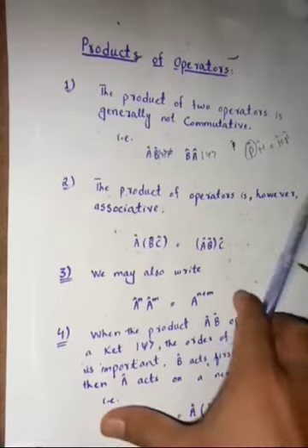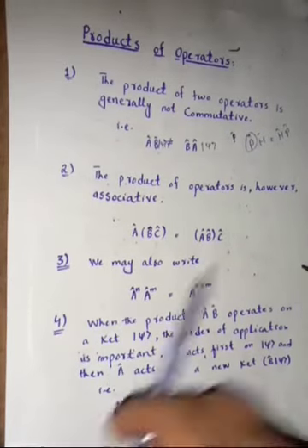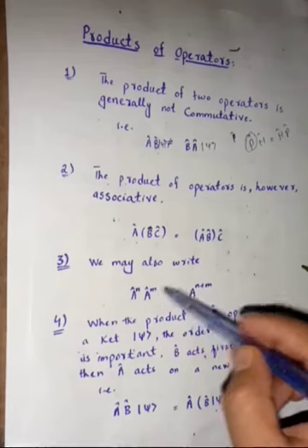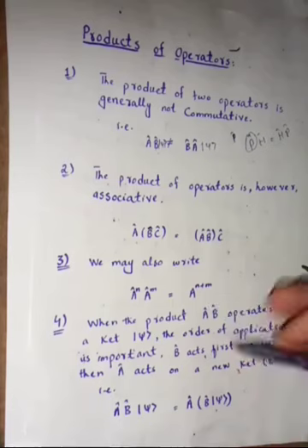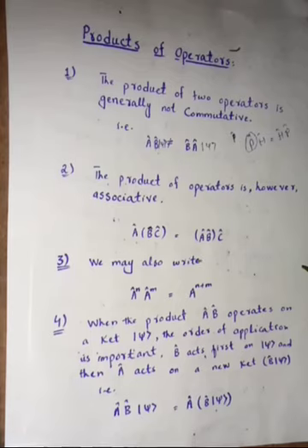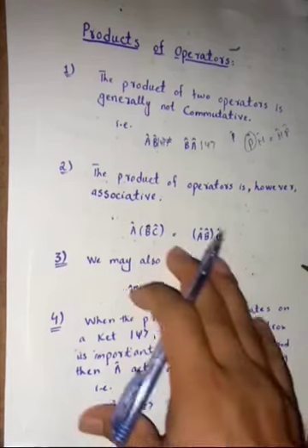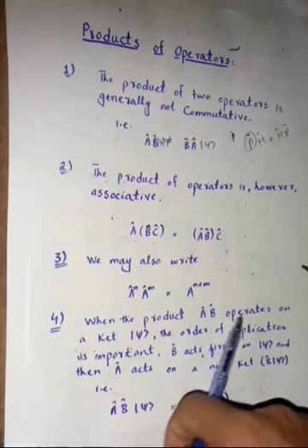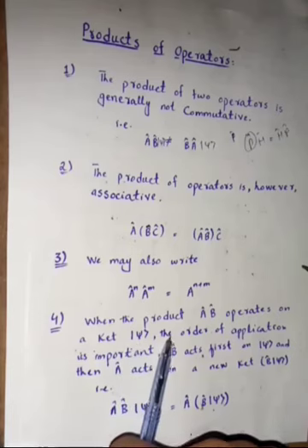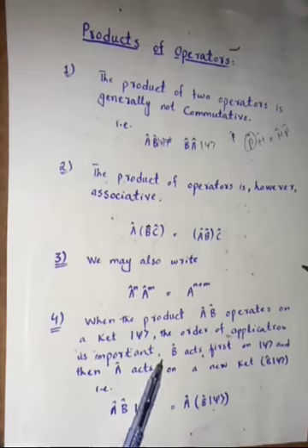Point number 3, we may also write n times A into m times A is n plus m times A. This is exactly analogous to the algebraic rules for variables, that is, the exponents add up in case of the same base. Point number 4, when the product AB operates on a ket psi, the order of application is important.